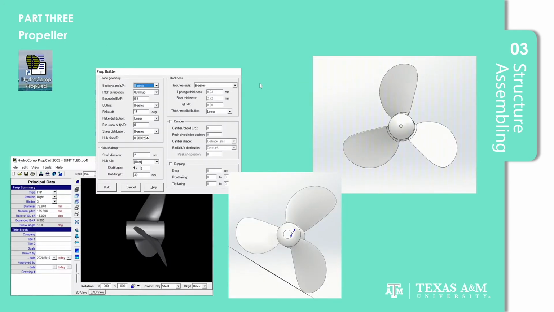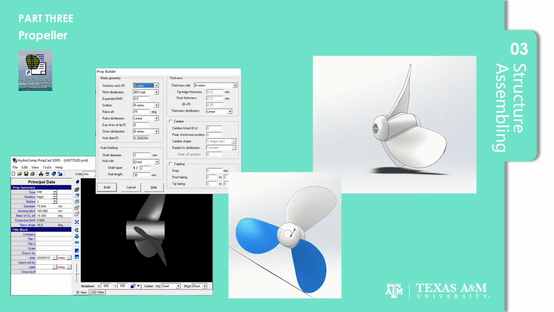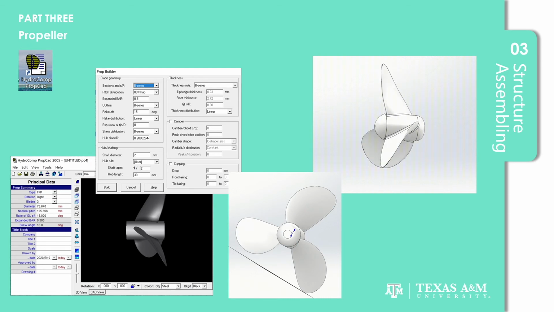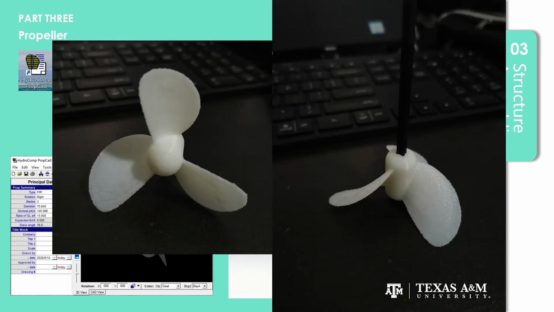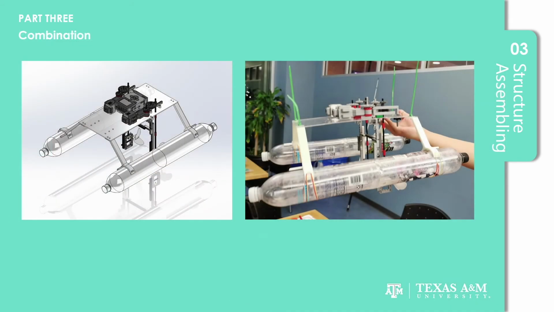Using Hydrocom software, we input all the calculated propeller parameters and get a SWV file. Then we import the file into SolidWorks and create the propeller's 3D modeling after a series of operations. The propellers were made by 3D printing. Then we combine and install all parts together. Our boat is now completed.